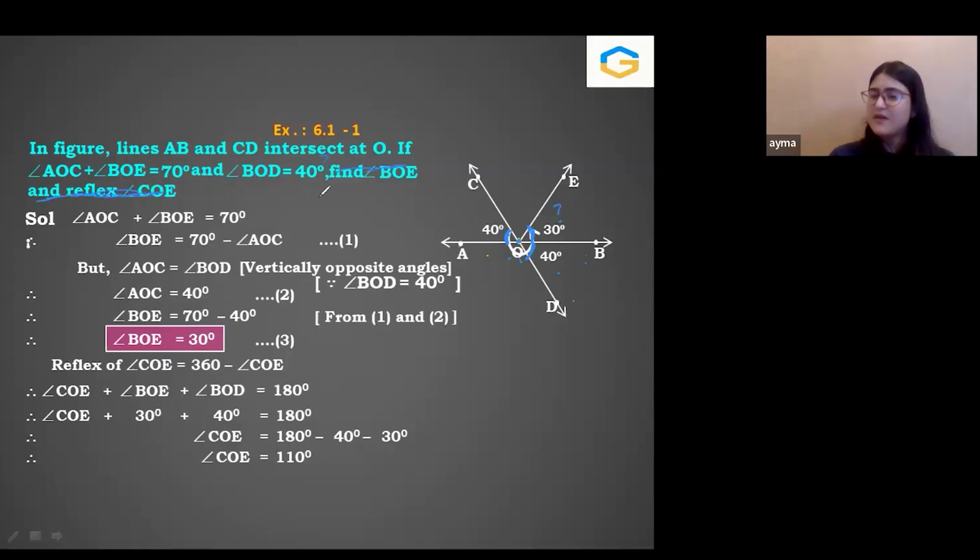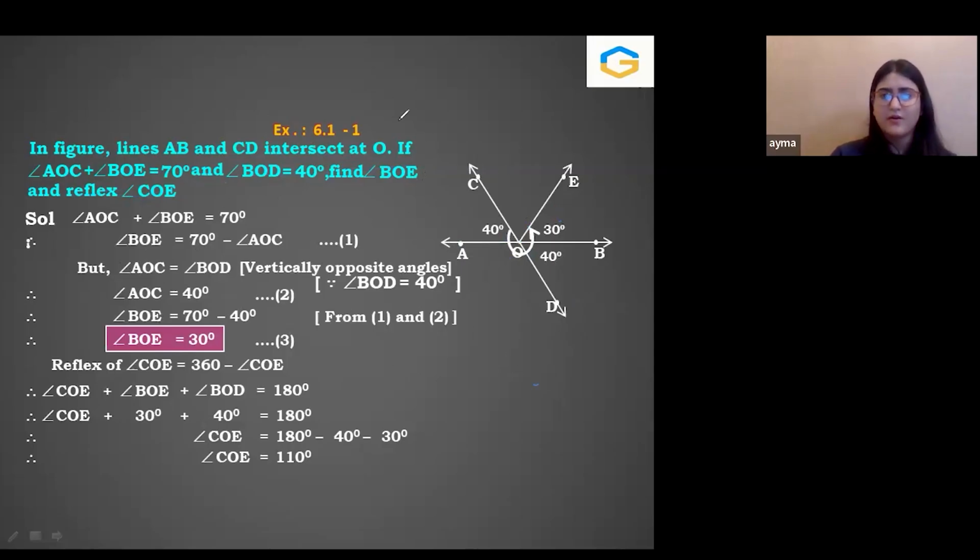तो यहाँ तक let's suppose आपका question. You have a figure in which line AB and CD intersect each other at point O, and angle AOC plus BOE is equal to 70 degree. And BOD is equal to 40 degree. Then you have to find angle BOE. तो देखो ढूंढोगे कैसे? See.